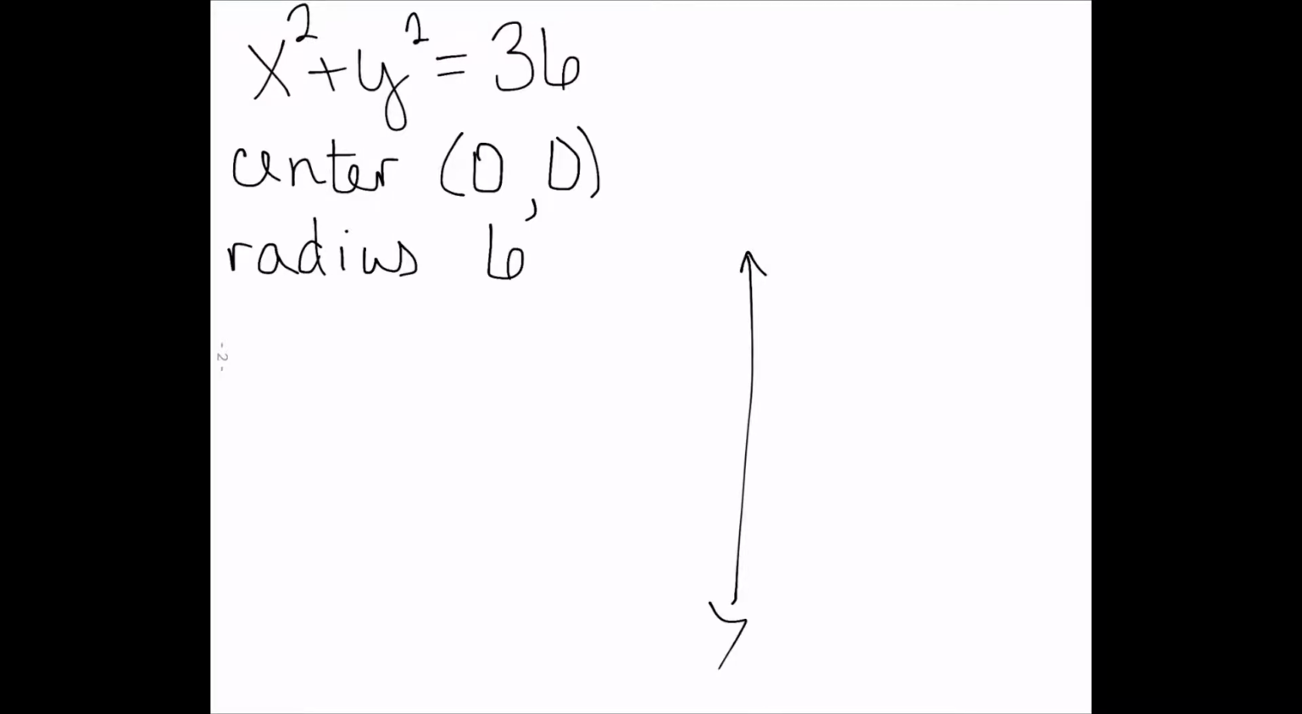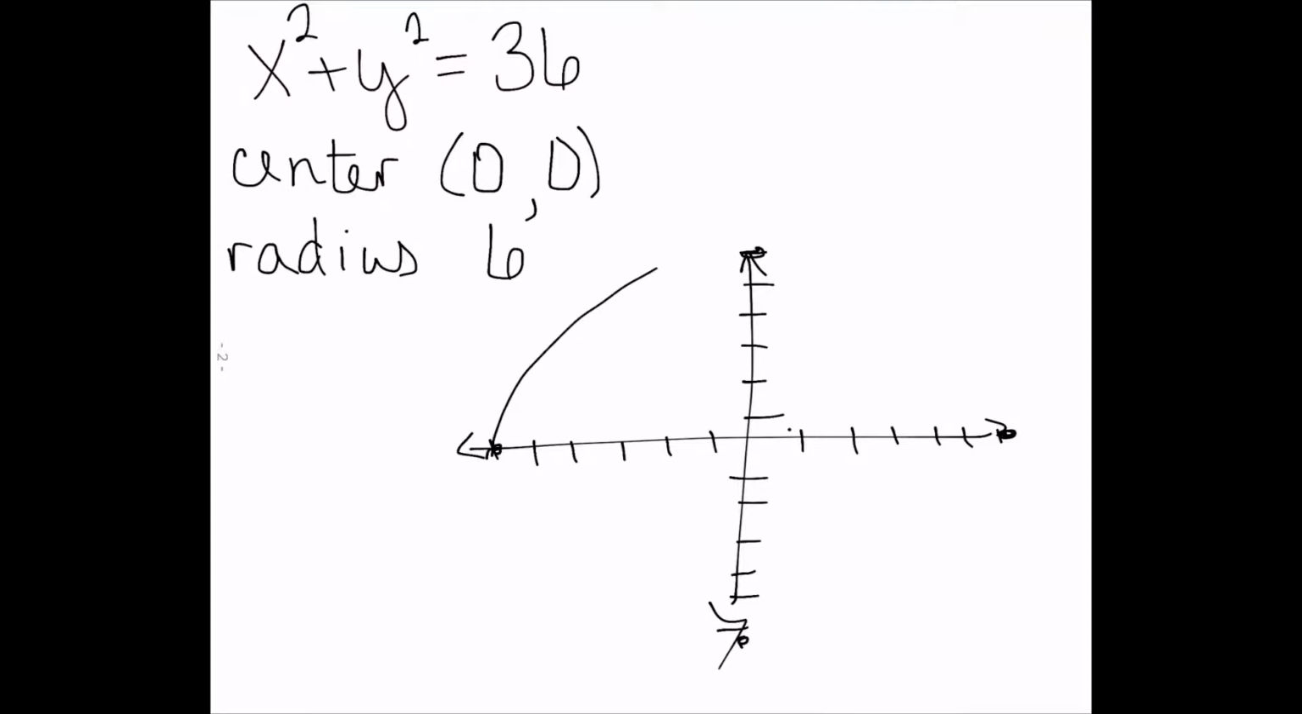If we want to graph that, we know the center is (0, 0). So I'm going to go right 6 to have one point, left 6 to have another point, and then up 6 and down 6. And then you can connect the dots in what is roughly a circle.